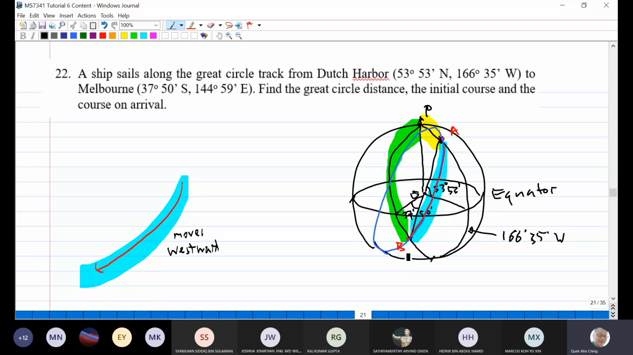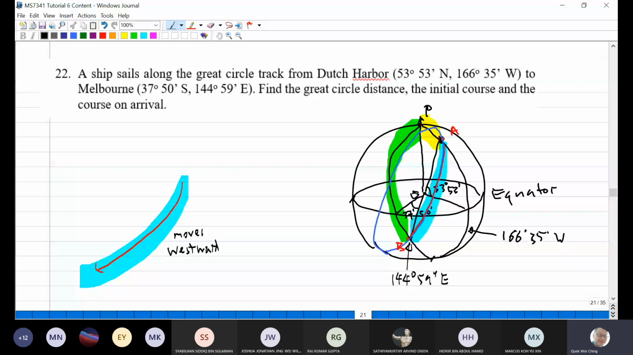until they get to the east. So this one is Melbourne here, which is actually 144 59 east, right? It actually moves to the west until they get east here to get to the destination, and the path you can see that.